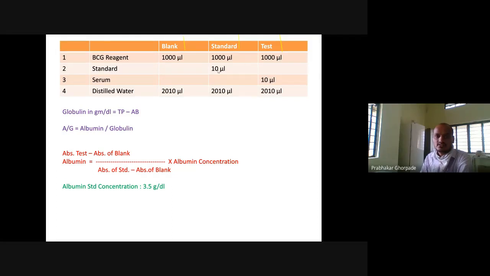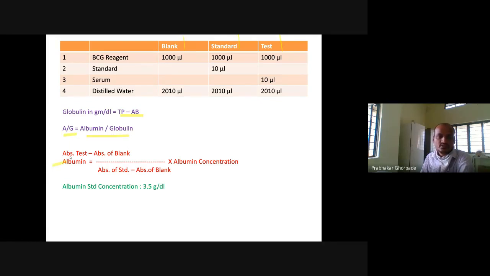Under the standard, that is albumin standard, we are adding the standard. Serum we are adding in the test, and distilled water, 10 microliters we are adding in each of the tubes. Then if you want to estimate globulin, we can estimate it by total protein minus albumin, or by albumin divided by globulin. So basically here we are estimating albumin.